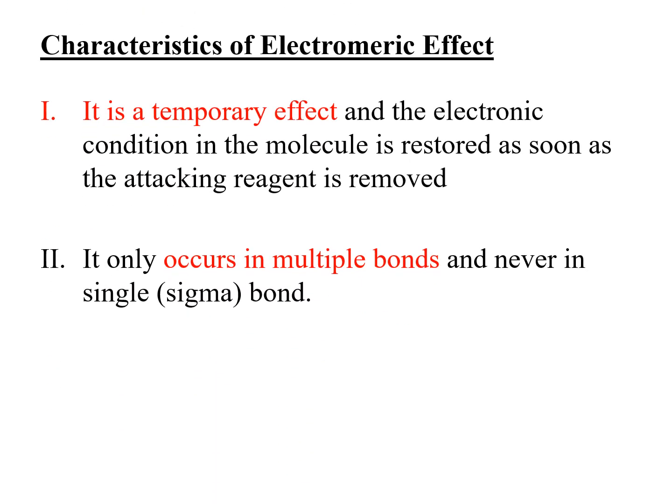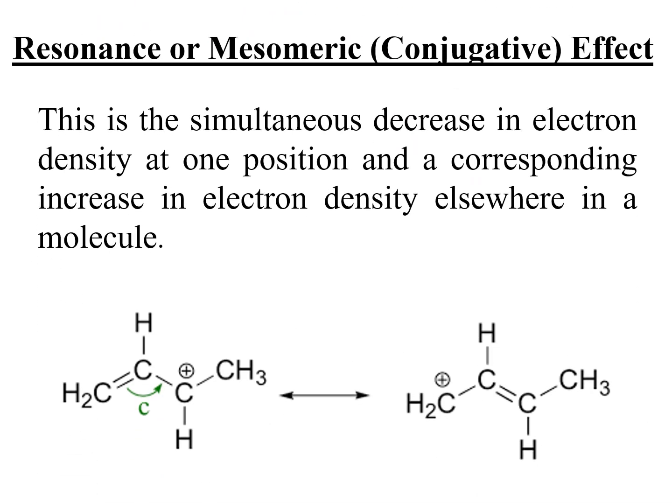Another character you need to know is that resonance does not occur on a sigma bond or in a saturated system, just like inductive effect. It is the unsaturated carbon, the pi bond, that is moving. Remember, in resonance, only the bond electrons move. The atoms are not mobile. Then this electron cloud in the unsaturated system is going to move.